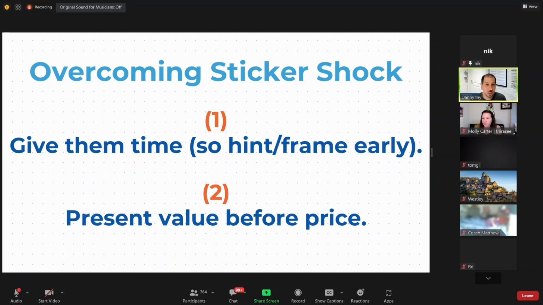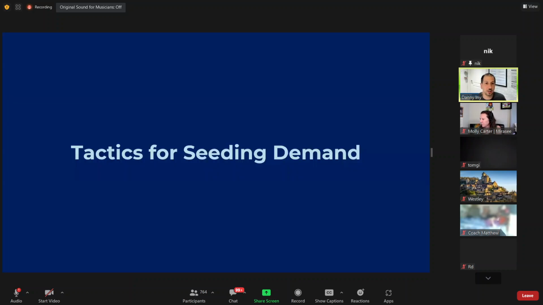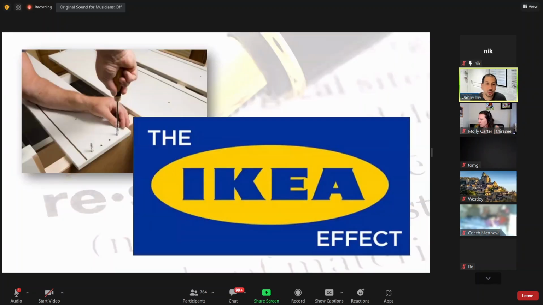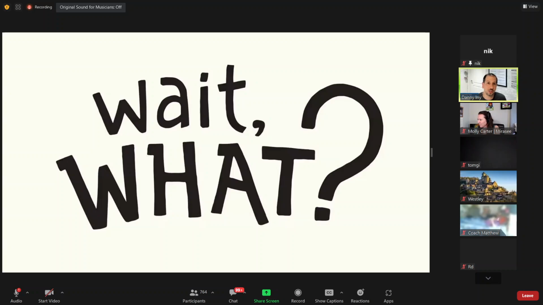For now, let's get back to the topic of tactics for seeding demand, because we started talking about demand and seeding demand and narratives of co-creation. And we have two goals when we're seeding demand. First, we want to give people the real sense that they are part of creating it, right? Narrative of co-creation. And second, we want to create context so they know that an offer is coming.